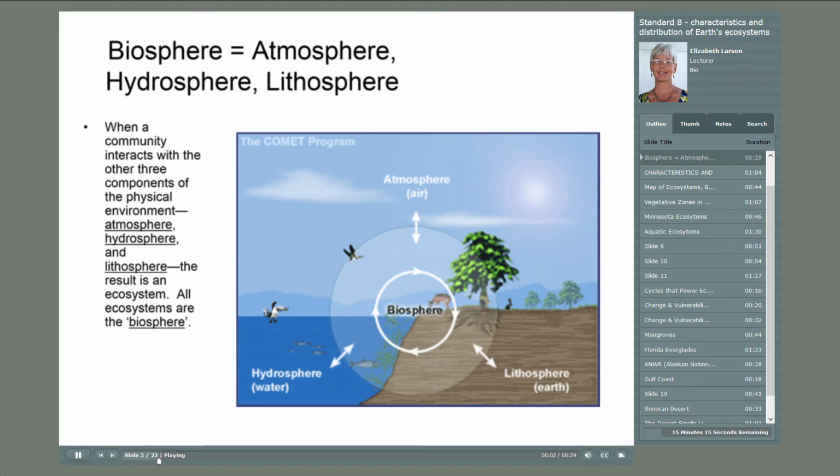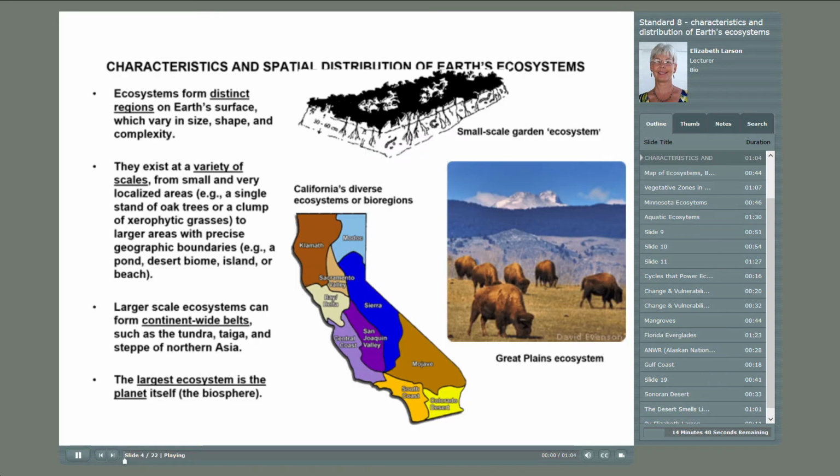All of Earth's ecosystems interacting together is called the biosphere, or the planet. Within an ecosystem, 3 other components of the physical environment interact and are interdependent on one another: the atmosphere, or the air, the hydrosphere, or the water resources, and the lithosphere, the Earth's resources. Ecosystems form distinct regions on Earth's surface, and they vary in size and in shape and complexity.